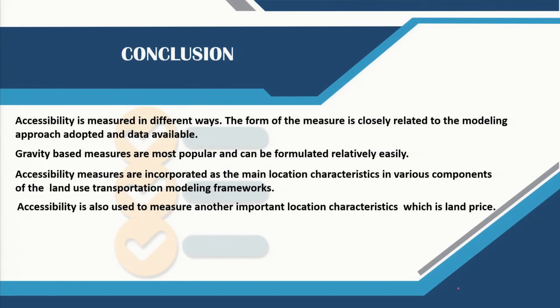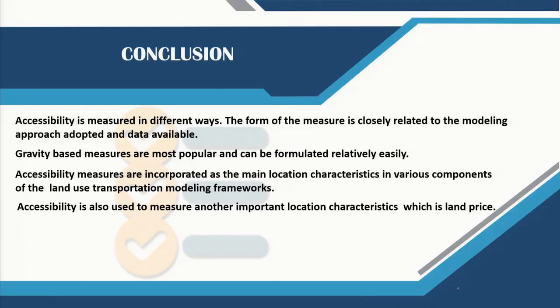So to conclude, accessibility is measured in different ways. The form of the measure is closely related to the modeling approach adopted and data available. So depending on what we are trying to do or what kind of model we are trying to develop, based on that we will choose the kind of measure that we use. Gravity based measures are most popular and can be formulated relatively easily, and accessibility measures are incorporated as the main location characteristics in various components of the land use transportation modeling framework. So this actually gives the characteristics of location for a particular area.